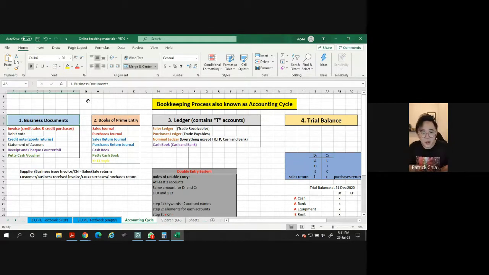It's all about recording transactions. Every transaction must have black and white proof. If there's no proof, then how do we know? All the proof will be under business documents. So how many do we have? The main ones for you to study are the invoice, and then after that we have debit note, credit note, statement of account, receipt and cheque, and lastly petty cash voucher.